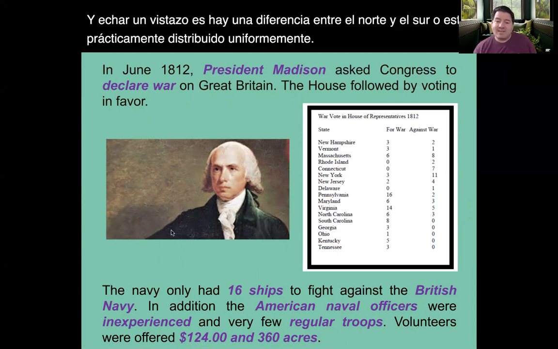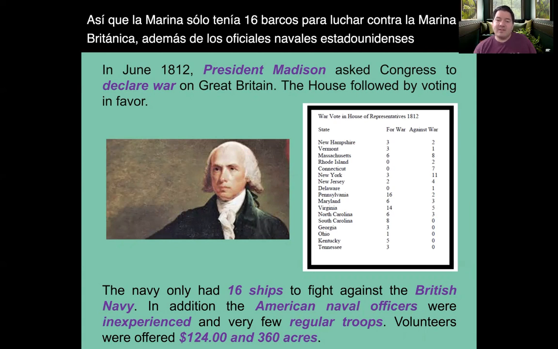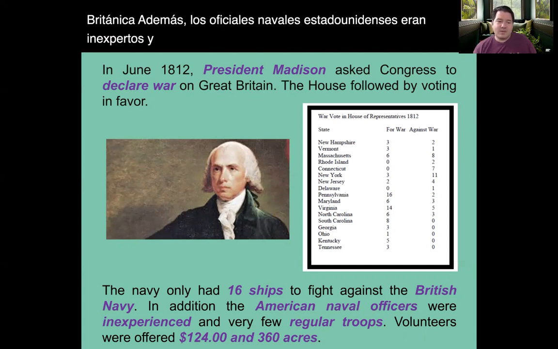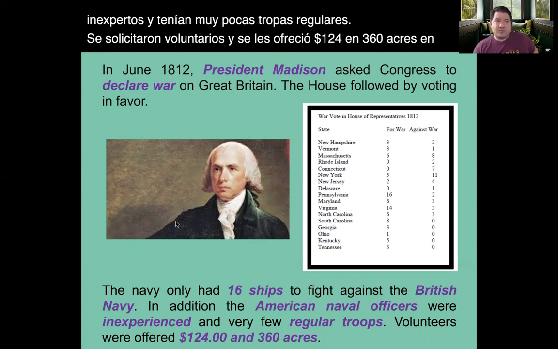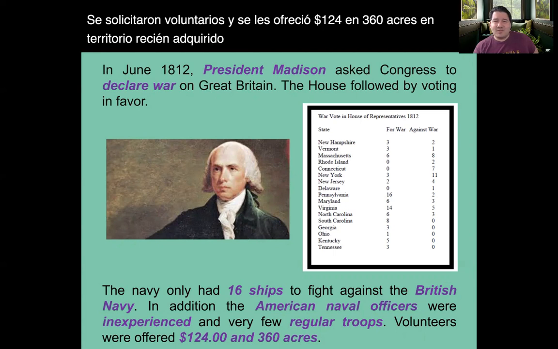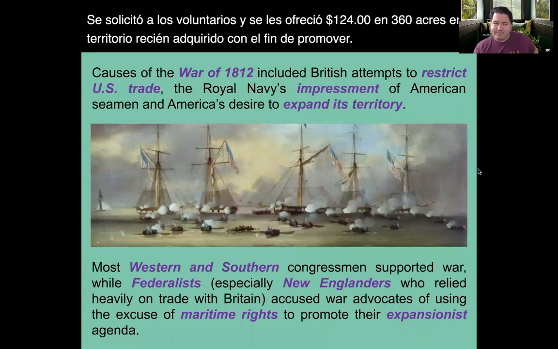So the Navy only had 16 ships to fight against the British Navy. In addition, the American naval officers were inexperienced and had very few regular troops. Volunteers were requested and were offered $124 and 360 acres in newly acquired territory in order to promote or encourage people to join the war effort.